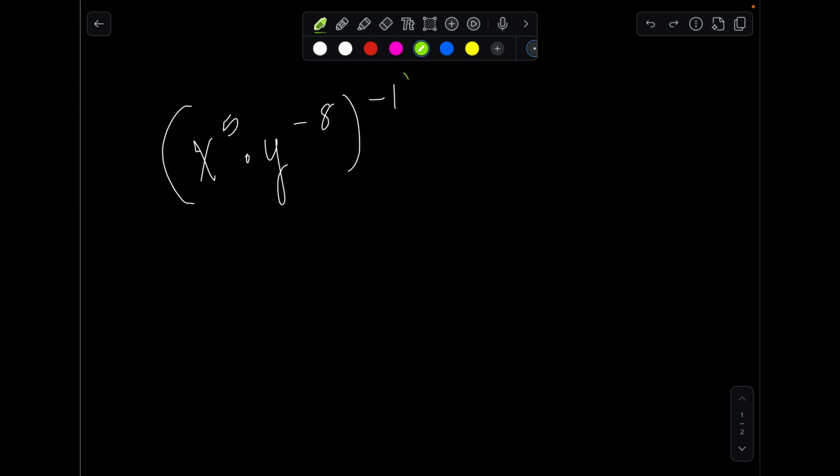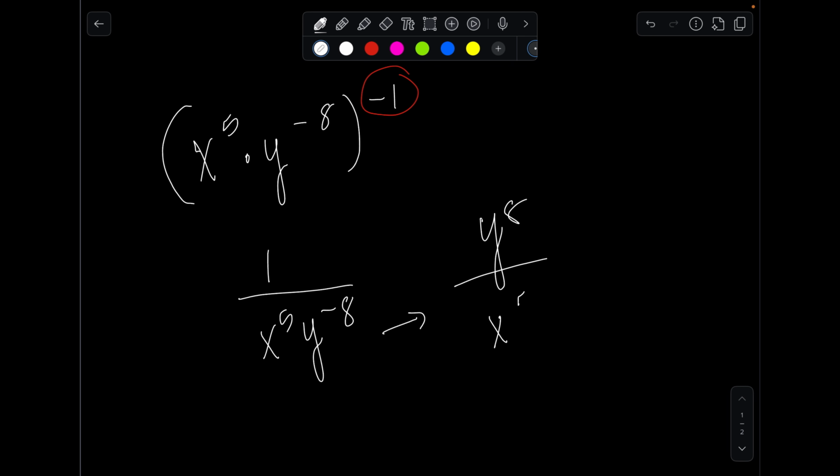So now do the next step, which is your flipper. I call it your flipper, right? Take the inverse. What does that mean? 1 over. Just take this thing and put it at the bottom. From there, we don't leave exponents negative. We flip it. So flip it to the top. y to the 8th over x to the 5th.